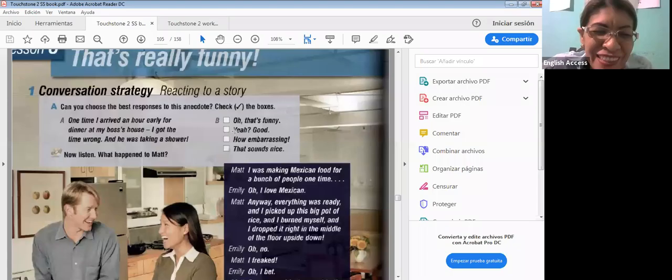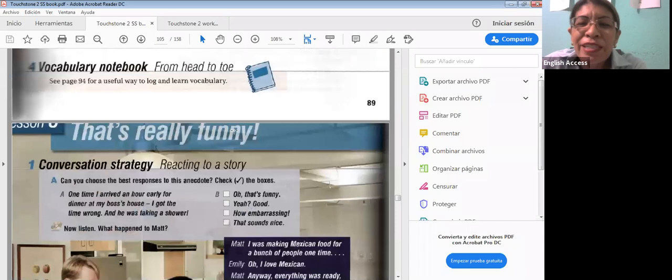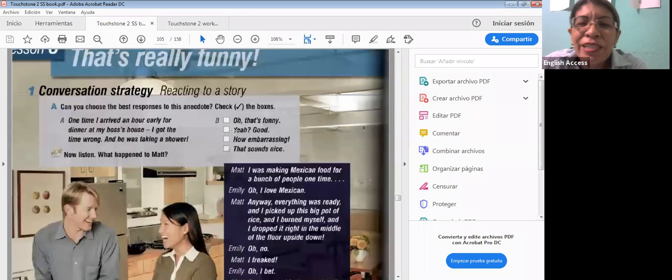Lesson C. Okay, here we are, page 90. Well, conversation strategy, as I said before, is about reacting to a story. Letter A, can you choose the best responses to the anecdote? Check boxes. Okay, person A says, one time I arrived an hour early for dinner at my boss's house. I got the time wrong and he was taking a shower. So let's check the answers and you're gonna tell me which ones are the correct ones.